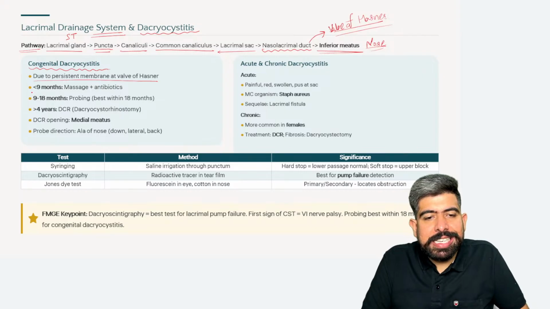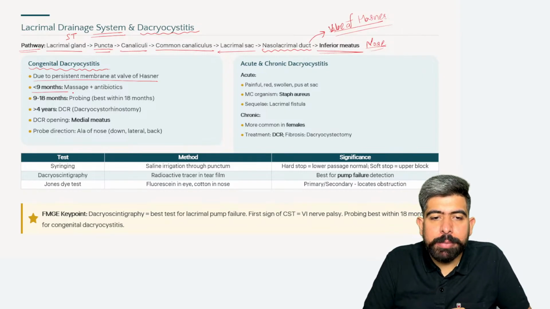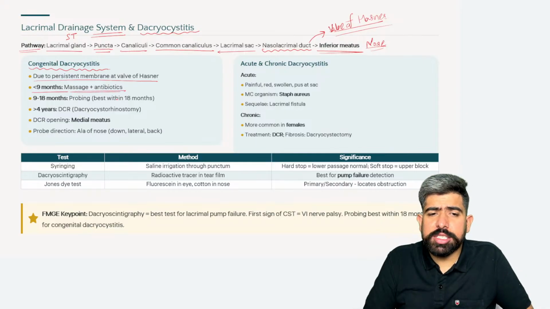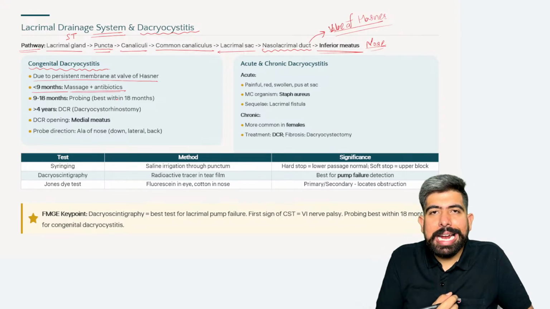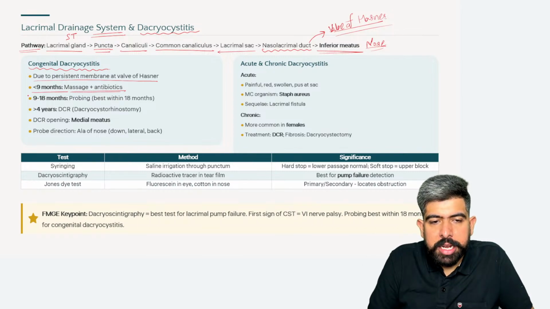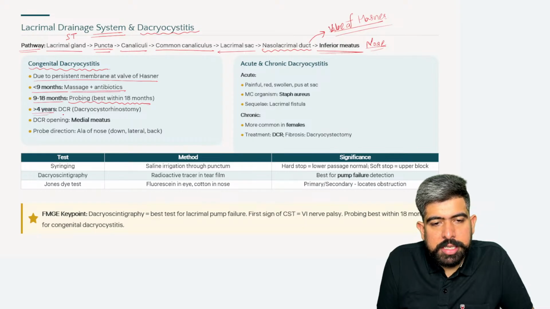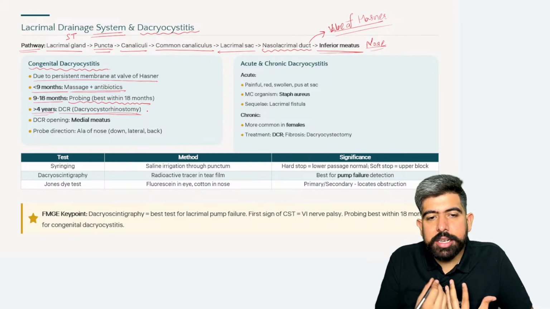If the child is less than 9 months, the dacryocystitis treatment is lacrimal sac massage and antibiotics. For 9 to 18 months, probing should be done. And if the age is more than 4 years, DCR, dacryocystorhinostomy, should be done, which is the surgery of choice.